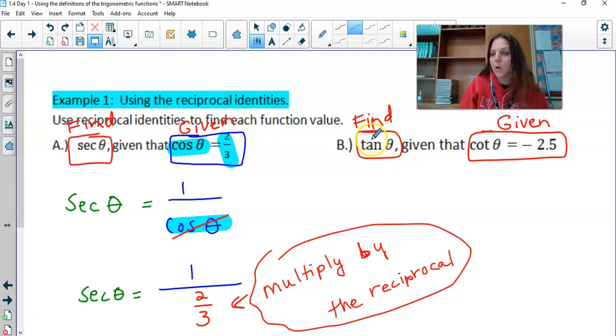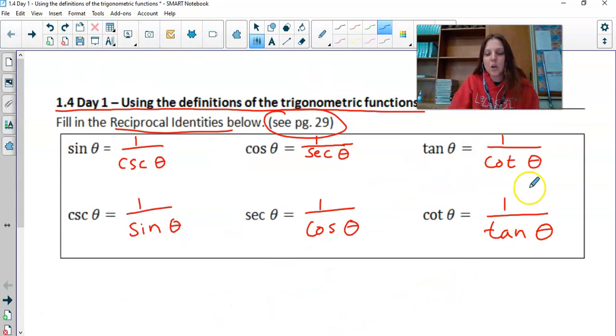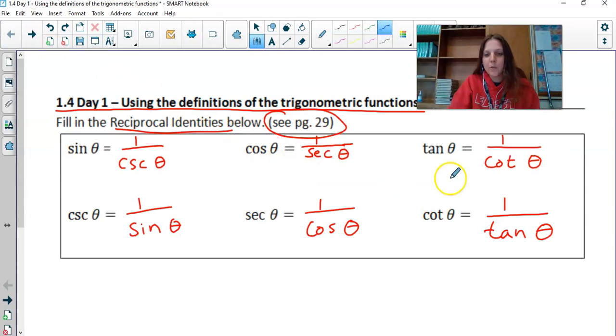I'm going to start by writing out what I'm trying to find. I'm trying to find the tangent of theta. And I want to replace it with an equivalent that has cotangent in it. So I'm going to go back to my reciprocal identities and see which one has a tangent and a cotangent in it. You will see that there are two of them, but the one that I'm looking for is the one that starts with tangent and has cotangent on the other side of the equal sign. So I'm looking for the one that starts with tangent but is the same as 1 over the cotangent.